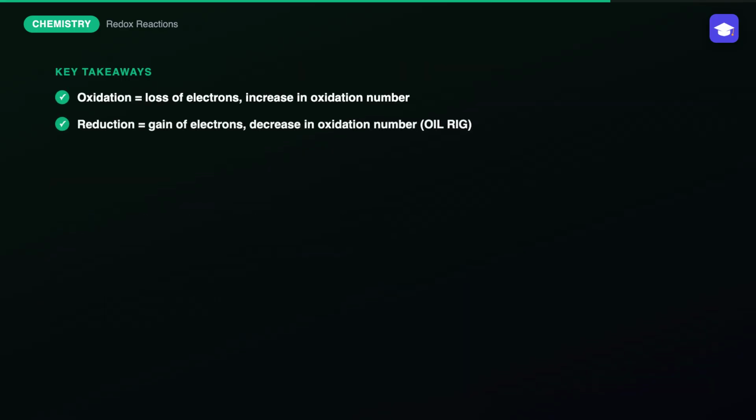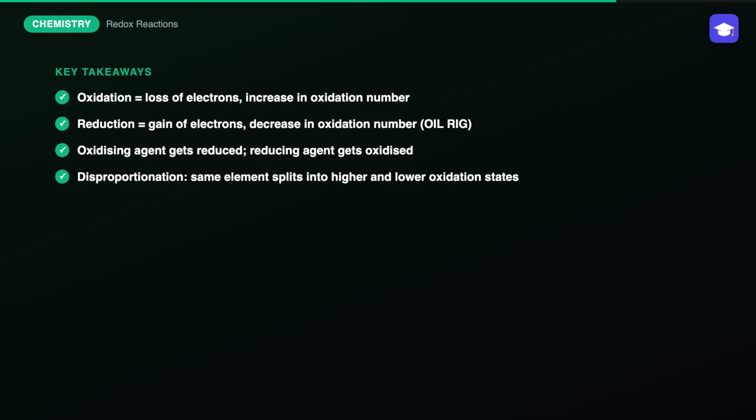Let's recap. Oxidation is the loss of electrons and an increase in oxidation number, while reduction is the gain of electrons and a decrease in oxidation number, remembered by OIL-RIG. Oxidation numbers act as a consistent bookkeeping tool, following systematic rules, for identifying both the oxidizing agent, which itself gets reduced, and the reducing agent, which itself gets oxidized. Watch for disproportionation reactions, where a single element is simultaneously both oxidized and reduced.